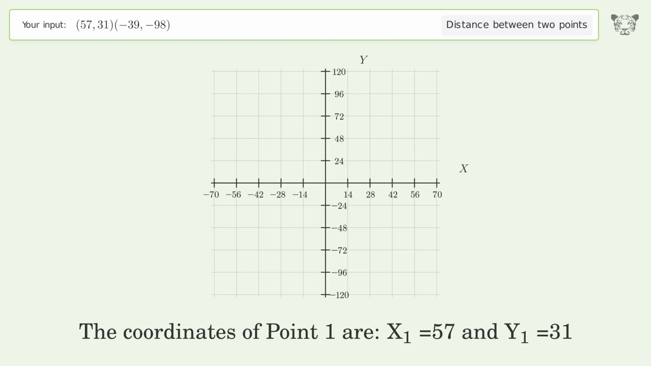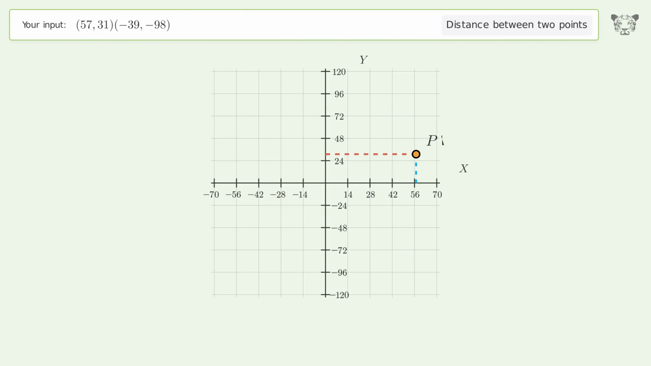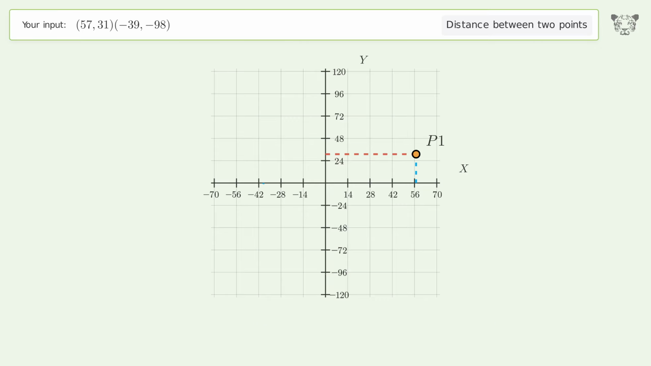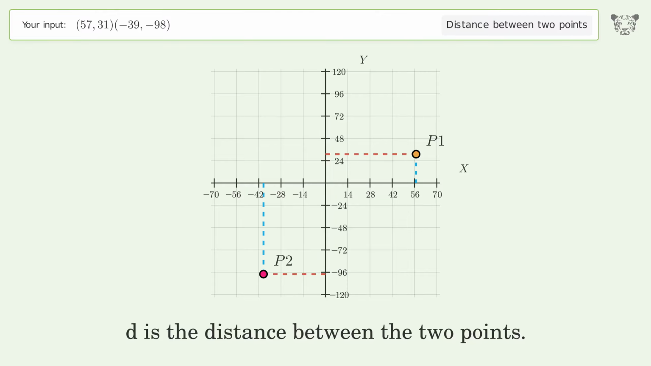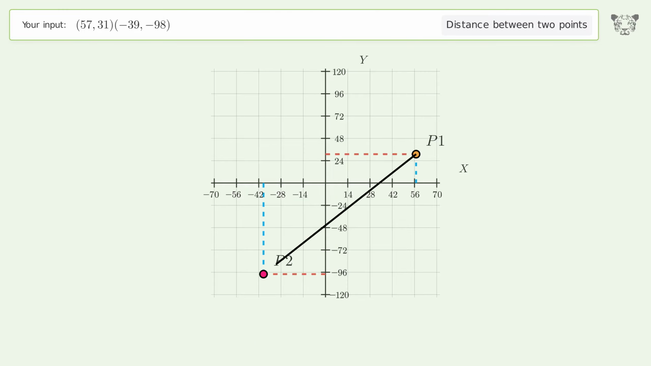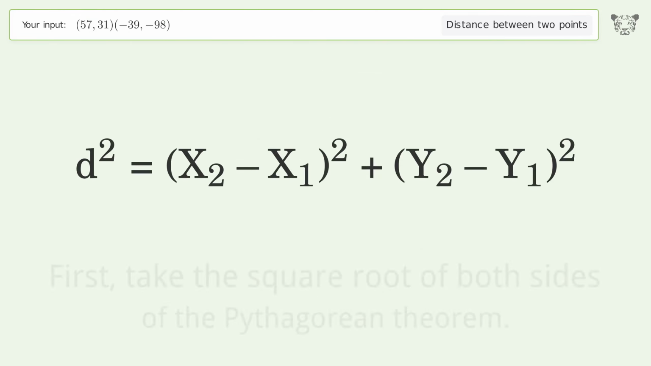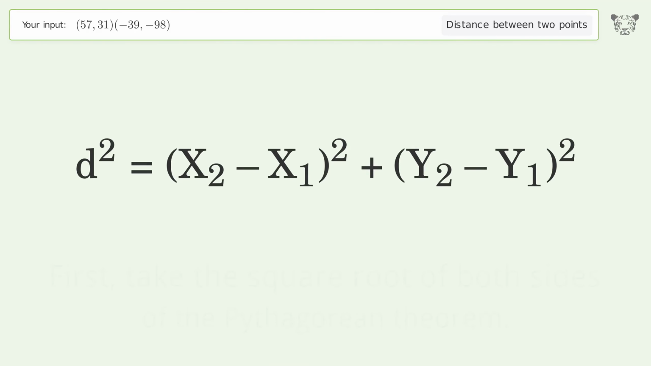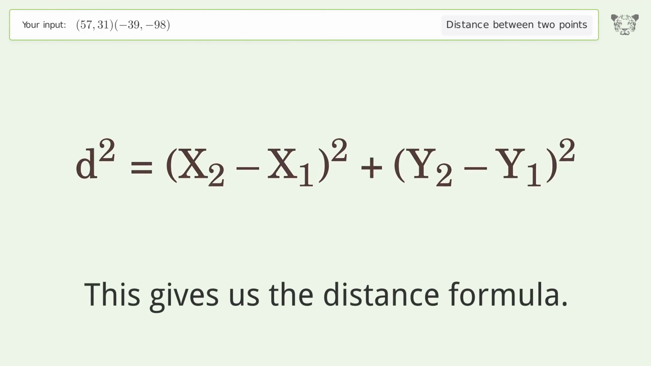The coordinates of point 1 are x1 equals 57 and y1 equals 31. The coordinates of point 2 are x2 equals negative 39 and y2 equals negative 98. D is the distance between the 2 points. First, take the square root of both sides of the Pythagorean theorem. This gives us the distance formula.